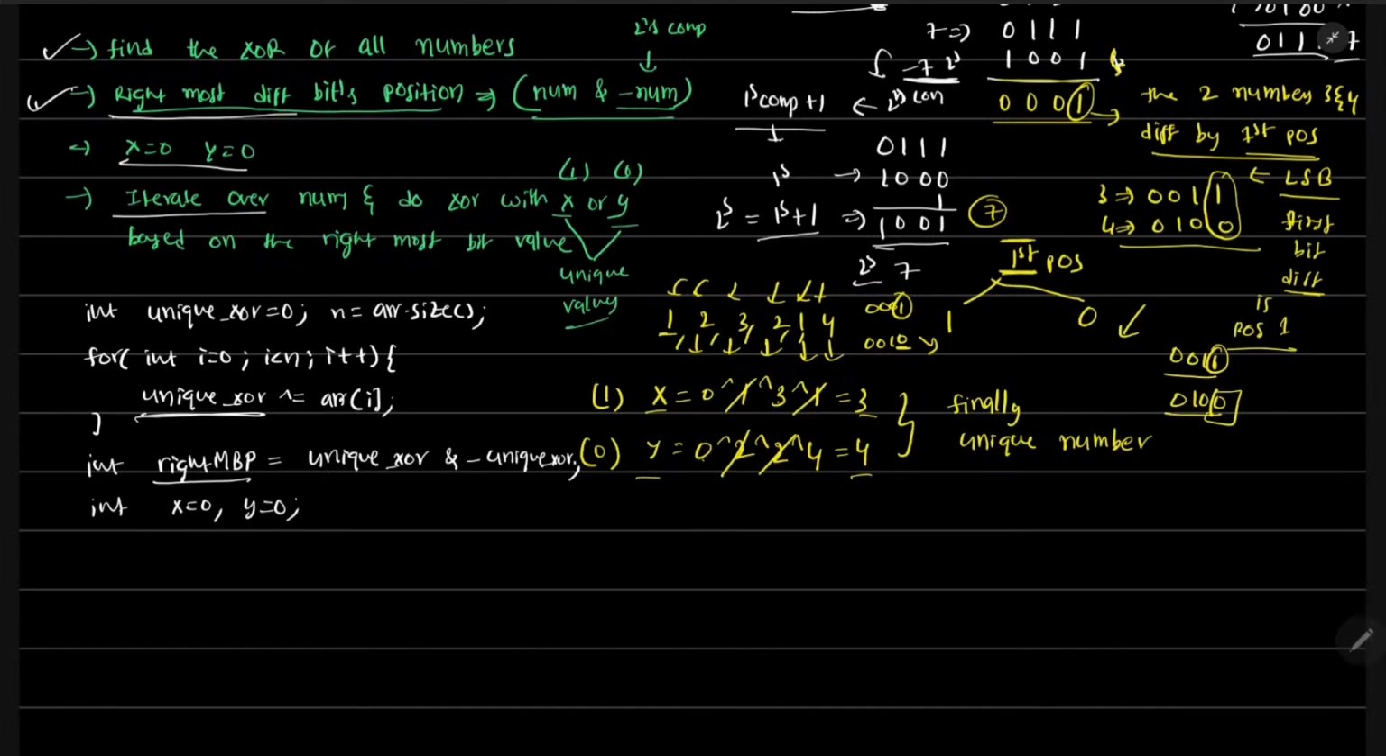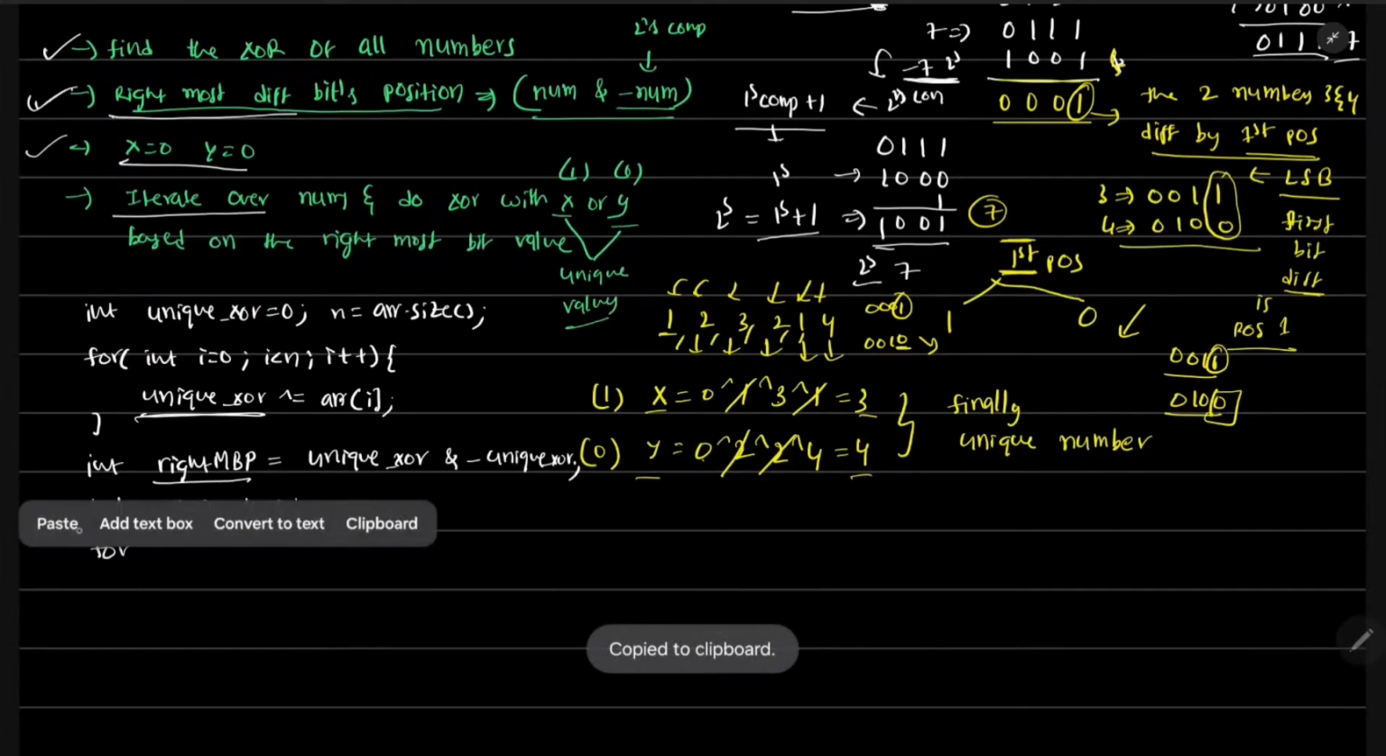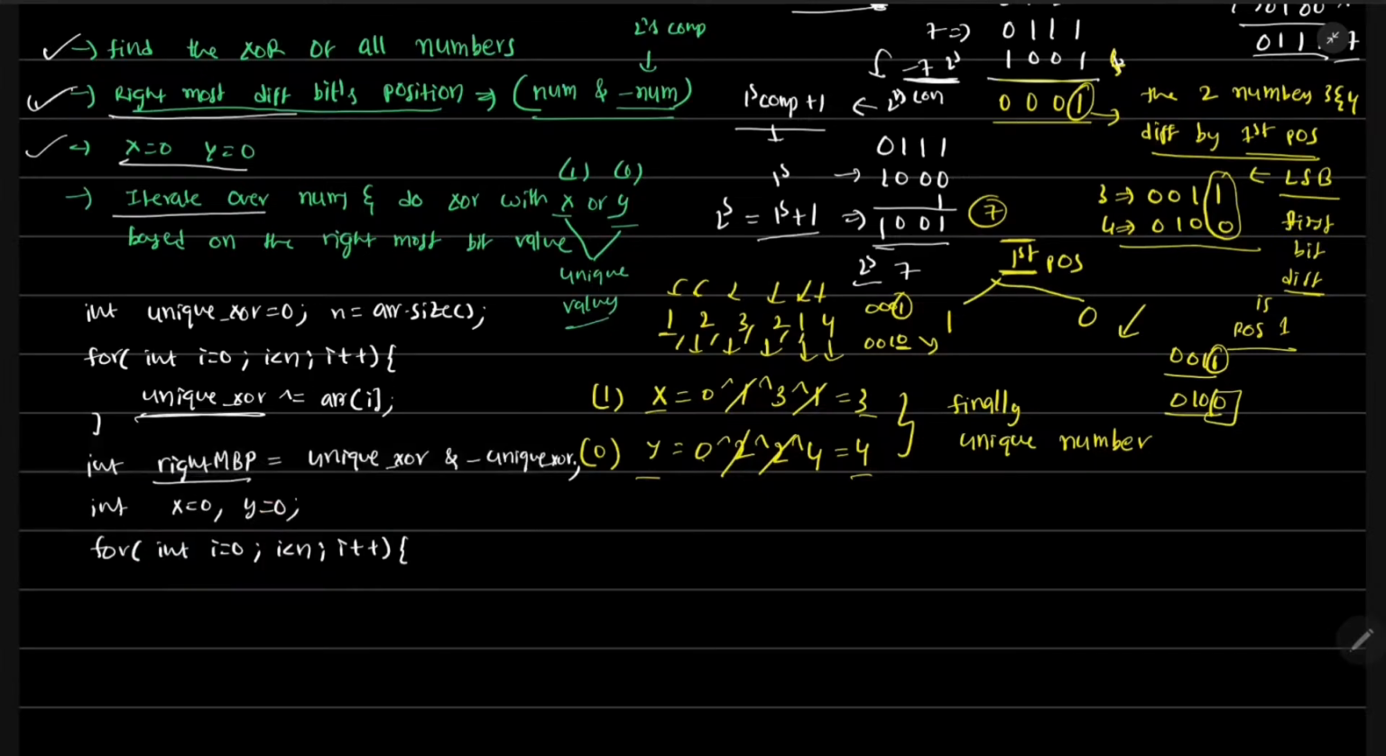Now iterate over the numbers. So again, for loop, we can copy this and paste it here. So iterate through all the numbers. If that number's bit at the rightmost position, the most bit position, is not 0, it will be 1 or some other number, right? Then I will assign it to x.